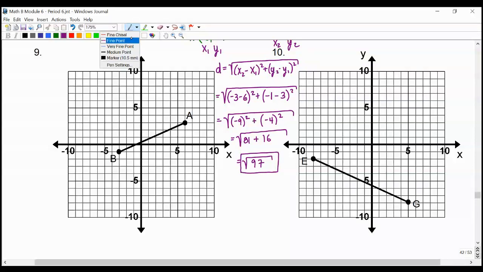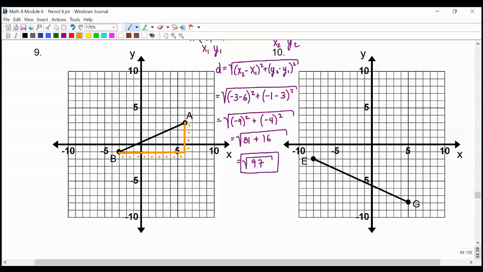One other way we should point out that we could consider doing this is that we could draw in our triangle. Right? And we could Pythagorize this and count the legs and use Pythagorean theorem as well.